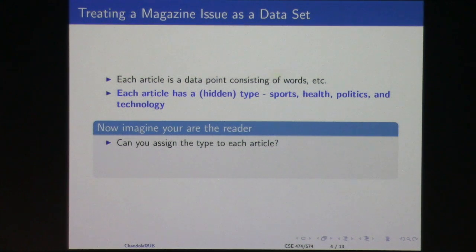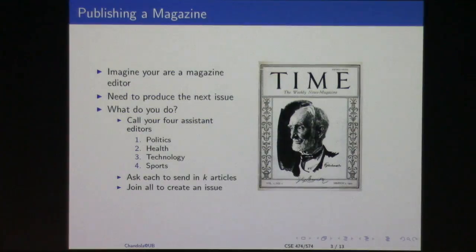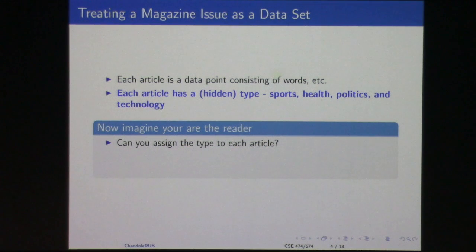What happens on the other side is, let's say you're a reader. You get the Time magazine. Now you want to infer, after you read the article, which assistant editor had sent this. Because let's say in the magazine it doesn't say. Let's say they hide that information, what type of article this is. Then you want to figure out which type this is. So that is sort of the task of clustering.